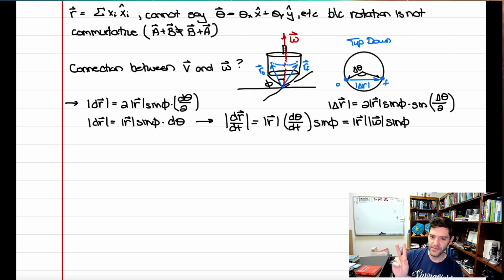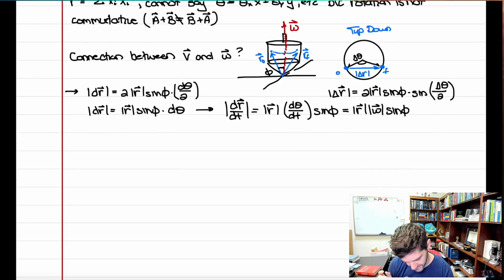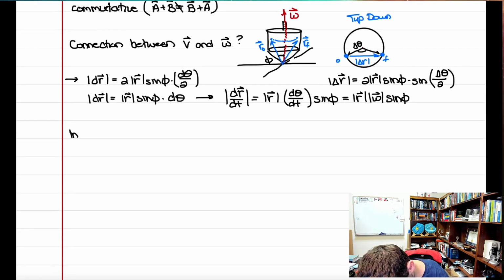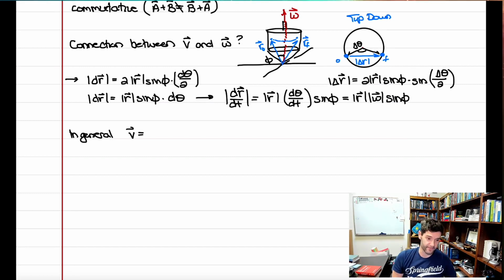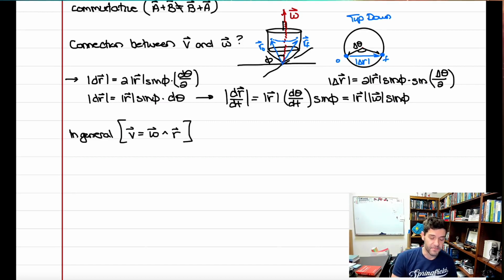So the magnitude of two vectors multiplied by the sine of the angle between them, that sounds like a cross product. And indeed, you can then convince yourself that in general, the connection between the vector velocity, the linear velocity, is omega cross the position vector. This gets you the magnitude, which again is what we just argued. The magnitude of the left side, which is the velocity, is the magnitude of position times omega and the sine of the angle between them, which itself is a cross product.